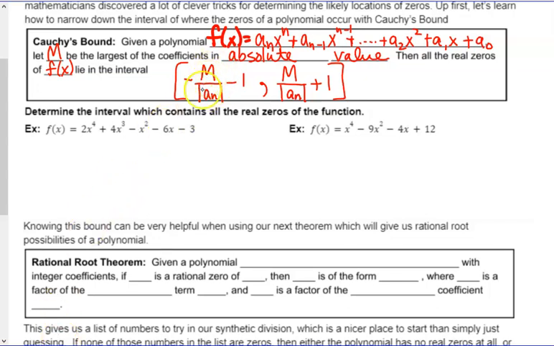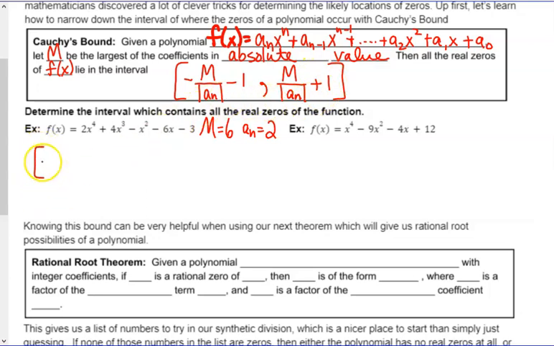So we have to know m, and we have to know the leading coefficient. Remember, m is the largest of the coefficients in absolute value. So I'm just looking along here for the biggest number, not even looking at the sign, and that is the one right there, where m is going to equal 6 here. Now remember, a sub n is the leading coefficient, my highest power. Normally they're in descending order, but they may try to trick you, so make sure you are in descending order, which gives us 2 as the leading coefficient. So all we're going to do now is plug those into this interval.